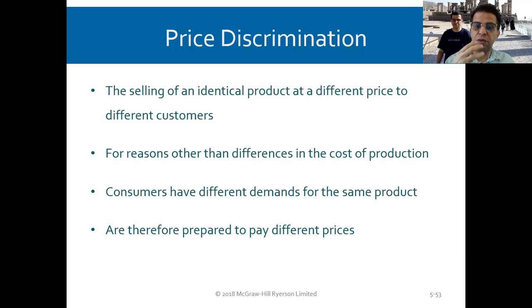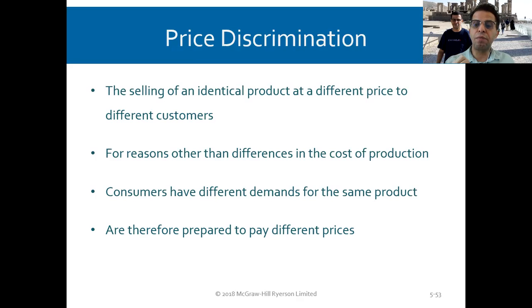Price discrimination is the selling of an identical product at different prices to different customers. So the older customer will get a haircut for $10, but the younger pays $15, for a reason other than the cost of production. Consumers have a different demand for the same product, and are therefore prepared to pay different prices.